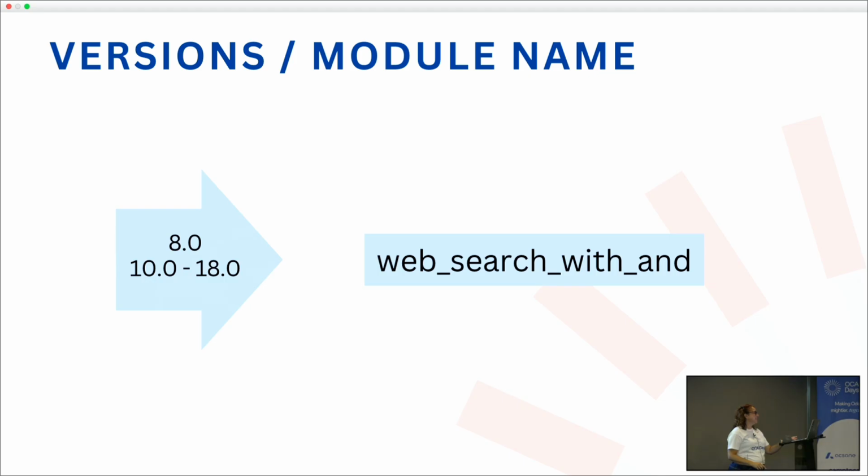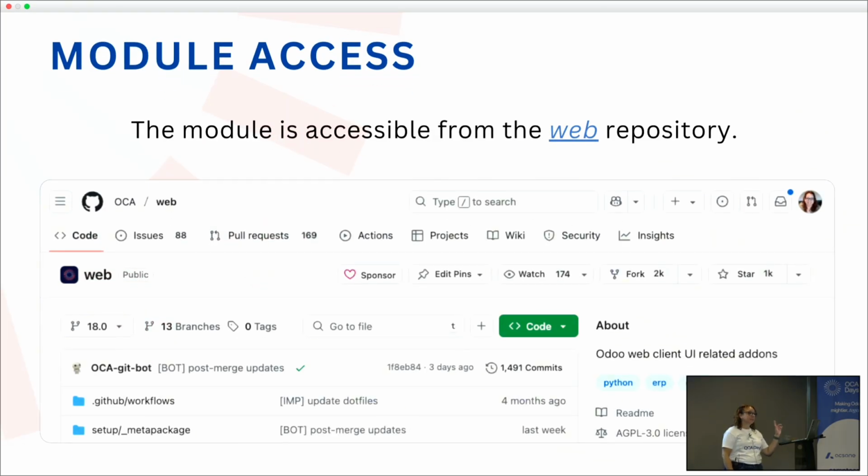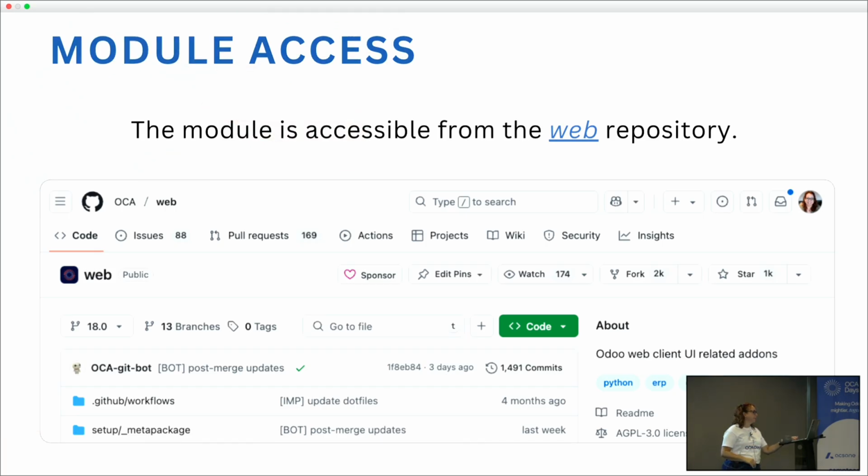So it's available in version 8 and 10 to 18, and this is the technical name: web search with and. To access this module, it's in the web repository. Usually when the technical name of a module starts with web, it will be under web repository.